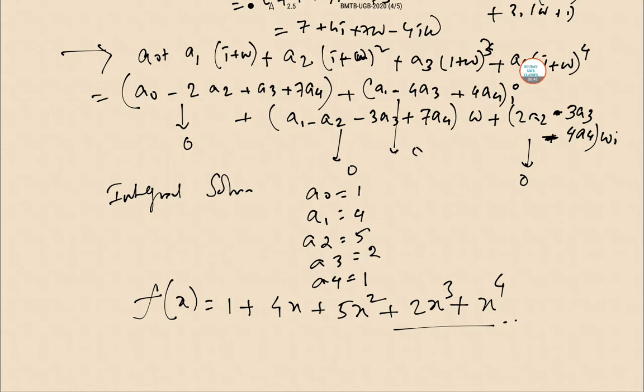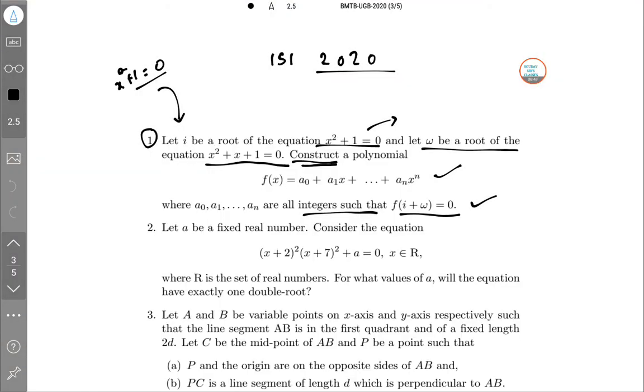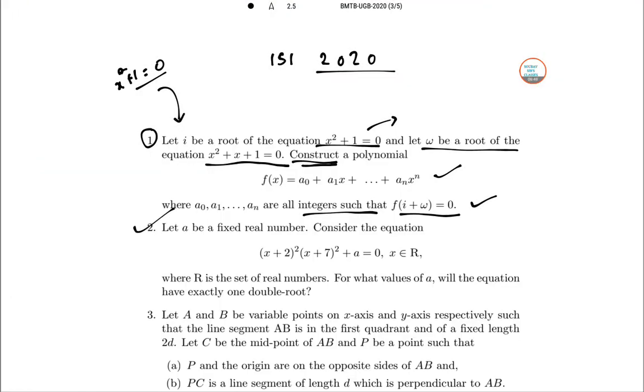Okay. Now we get to the second question. In the second question, let a be a fixed real number, and consider the equation (x plus 2) whole square into (x plus 7) whole square plus a equal to 0, where x is real. So R is the set of all real numbers. For what values of a does the equation have exactly one double root?